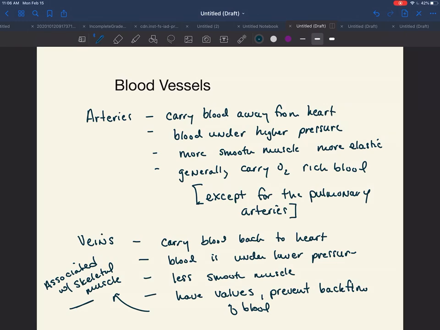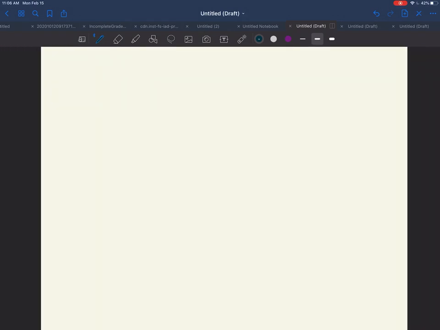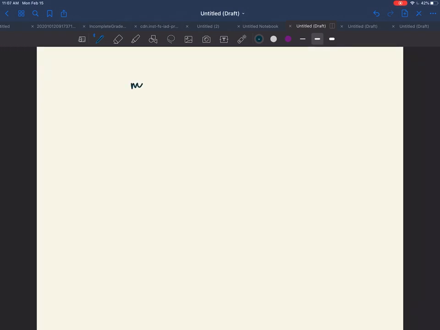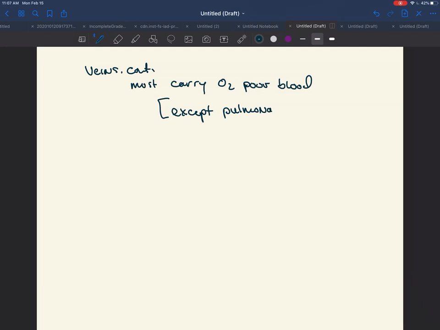So then from the veins, most of these are carrying O2 poor blood. So we'll continue this here. So still veins, most carry O2 poor blood, except, you'll guess it, the pulmonary vein. So that is actually carrying O2 rich blood. It is red, which is carrying it from the lungs back to the heart to be then pumped back to the body.